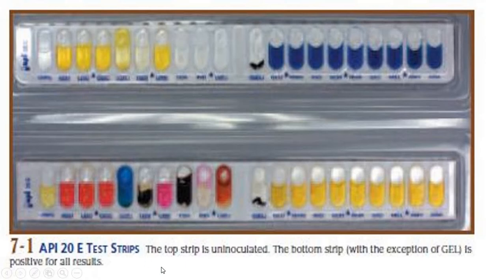The top strip is inoculated. This strip is uninoculated. This strip is inoculated. The bottom strip, with the exception of gel, is positive for all results. This shows the positive result for all. As you can see, this is colorless.